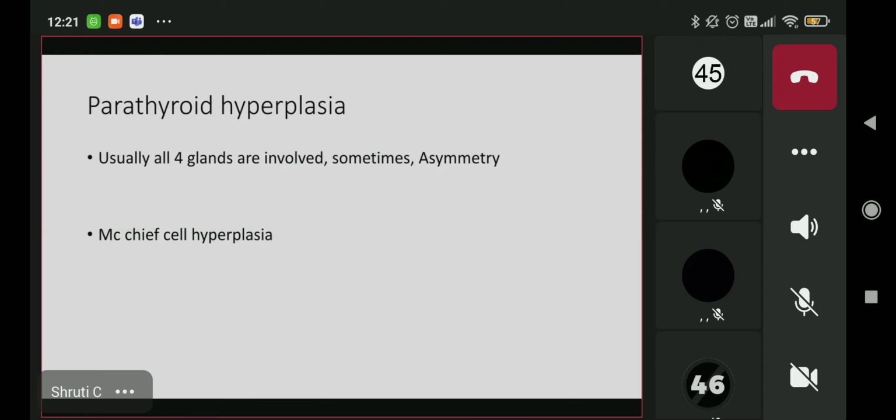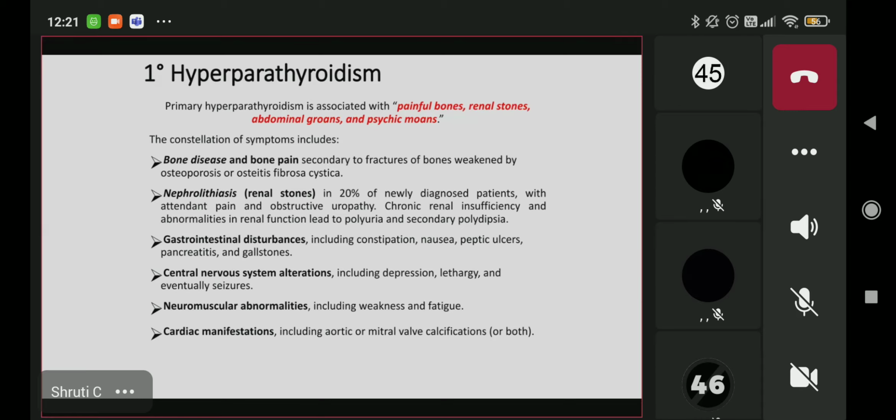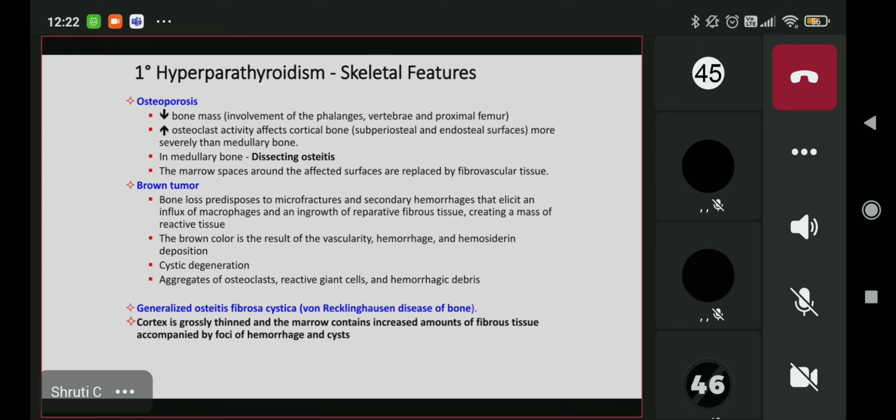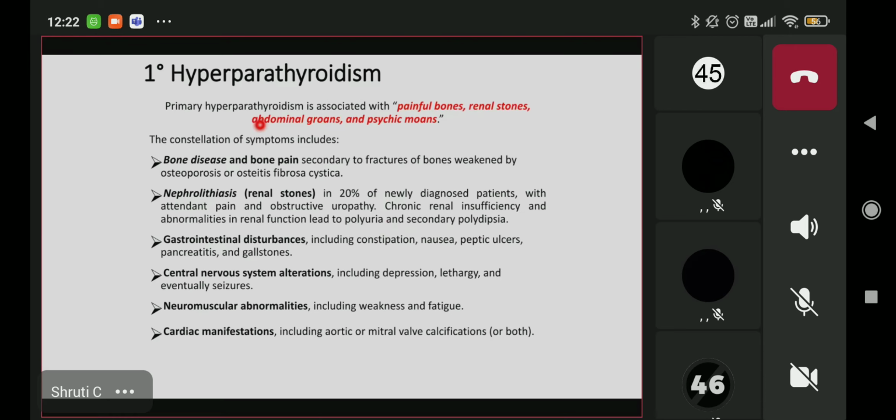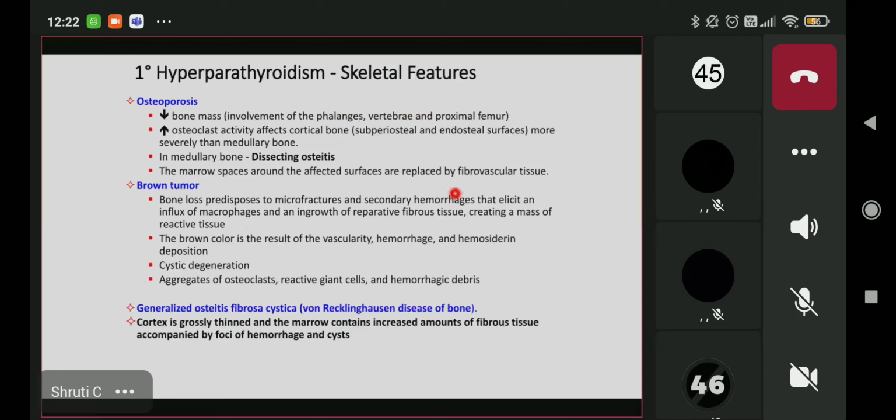And most commonly, you see chief cell hyperplasia. Sometimes oxyphil cells can also show hyperplasia. Okay, clinical features will be dealt with by Dr. Rosmi, but what I would like to stress is that primary hyperparathyroidism is associated with painful bones, renal stones, abdominal groans, and psychic moans. Okay, and one very important feature related to pathology is the brown tumor.